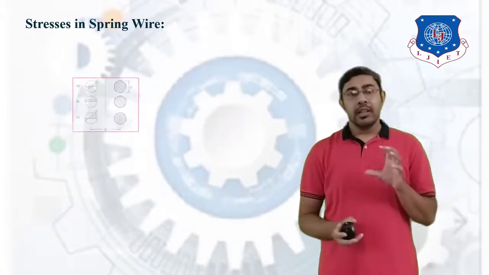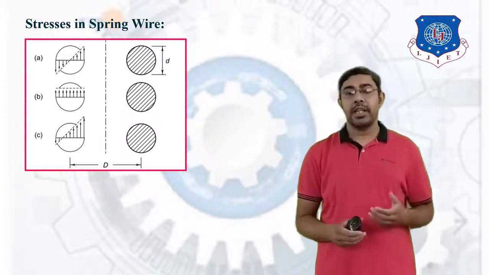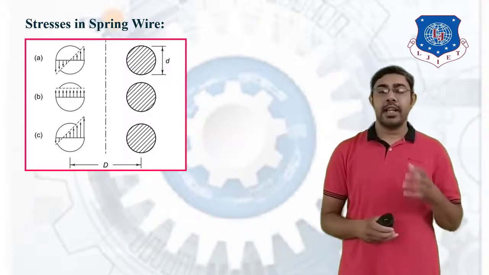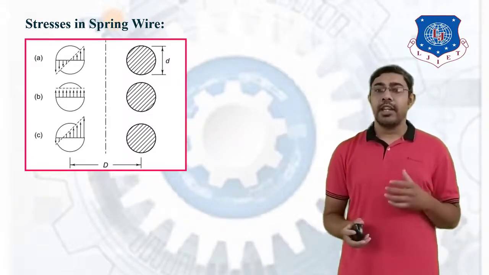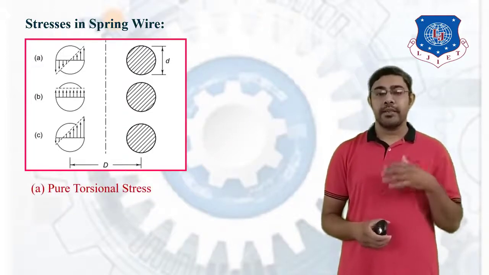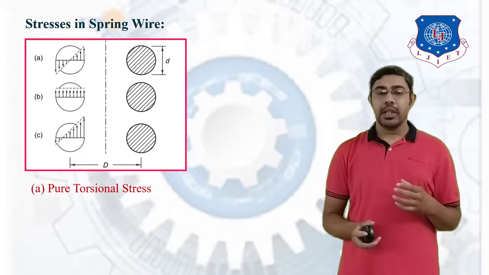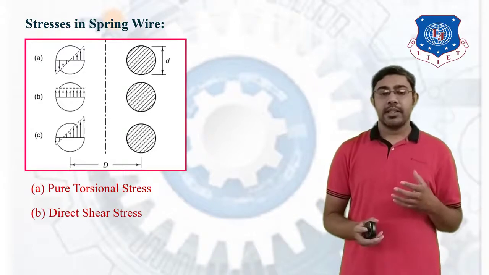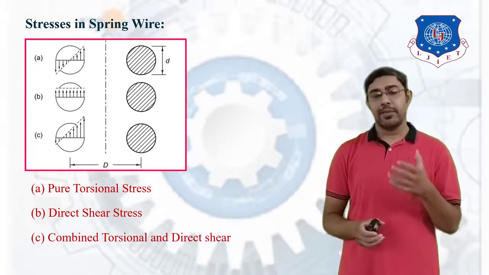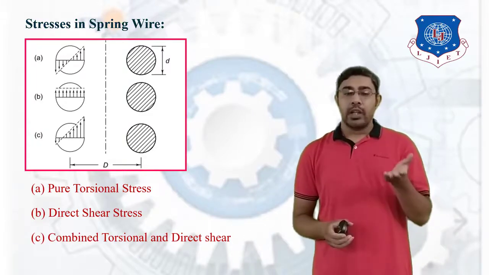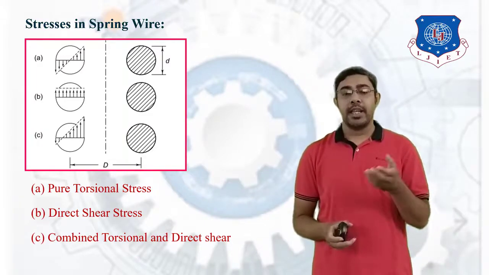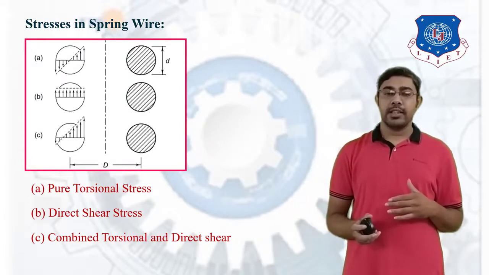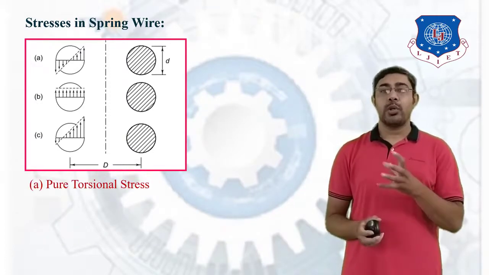Now consider the cross section of the spring wire. Here you can see three cross sections of spring wire subjected to different stresses. Figure A shows the spring wire subjected to pure torsional stress. Figure B shows the spring wire subjected to direct shear stress, and figure C shows the spring wire subjected to combined pure torsional stress and direct stress. We have to learn these in this chapter one by one. First consider case A, that is the pure torsional stress.